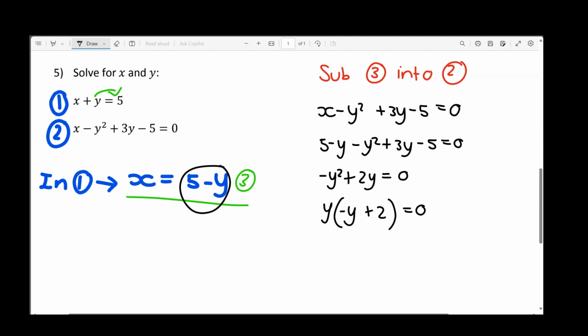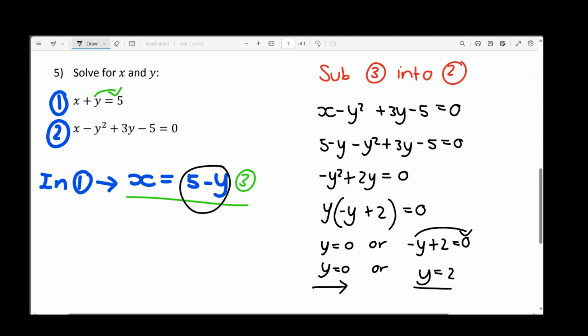And now we can say, well, either y is equal to 0 or minus y plus 2 is equal to 0. Okay, so either we have y is equal to 0 or we have y is equal to 2. Okay, because if we take that minus y across, it becomes a positive y on that side. Okay, so now we have solved for y. Now we can go back and solve for x. Okay, so let's just underline that.